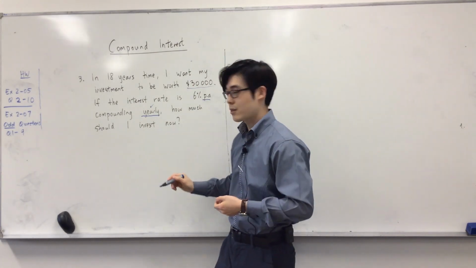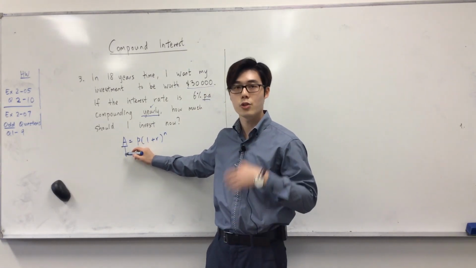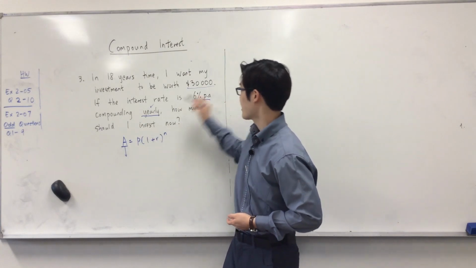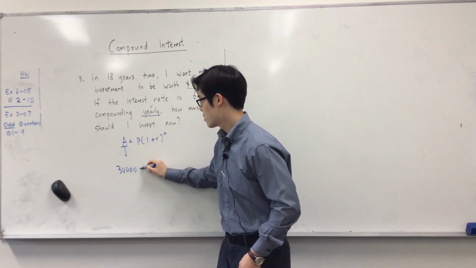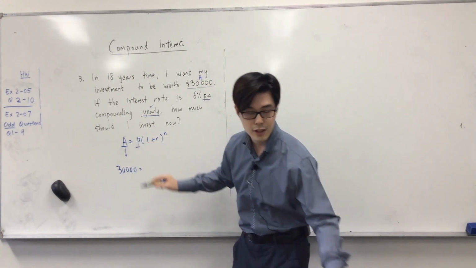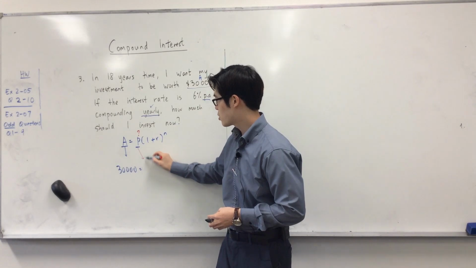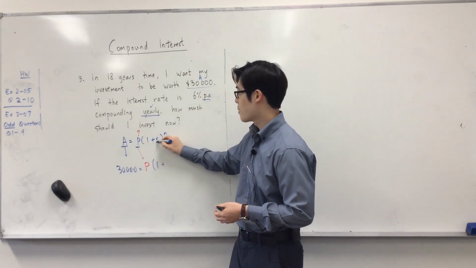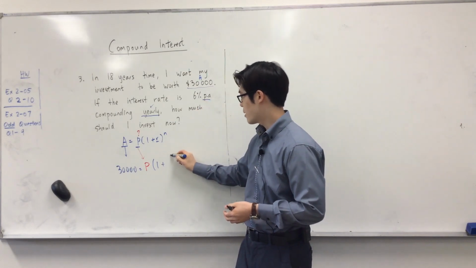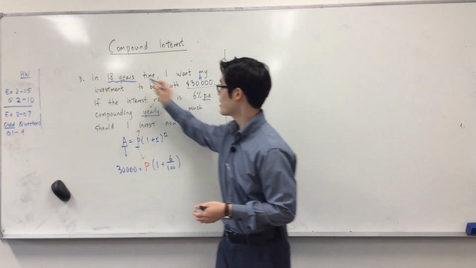So in 18 years' time, I have $30,000. Let's just start by writing the formula. A represents my total amount after a certain number of years. So this A is $30,000. It's not the principal. This is my question: how much should I invest now? So I'm going to write that as P because that's what we're trying to find out. Bracket 1 plus my rate, 6%, to the power of the number of years, 18 years.